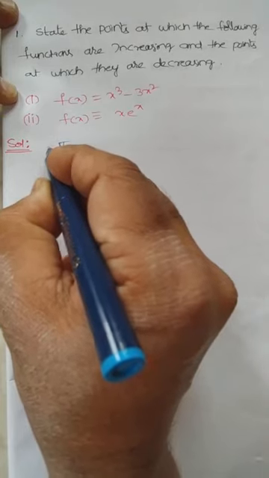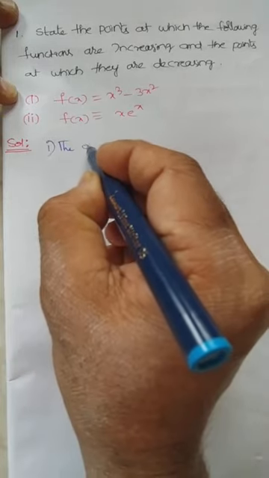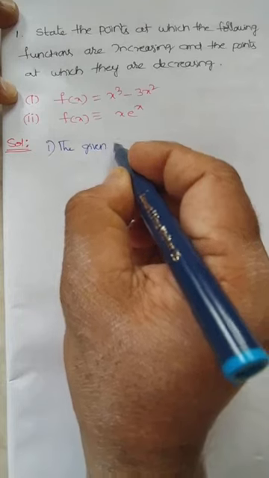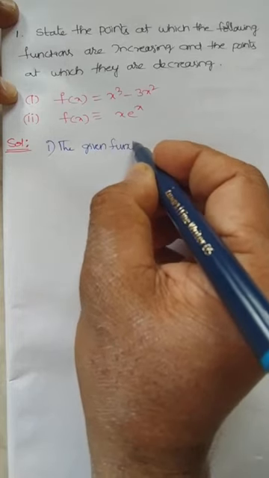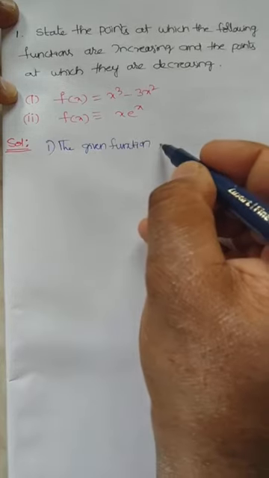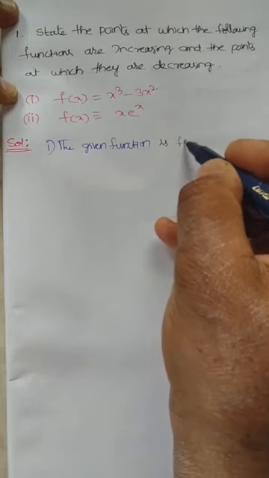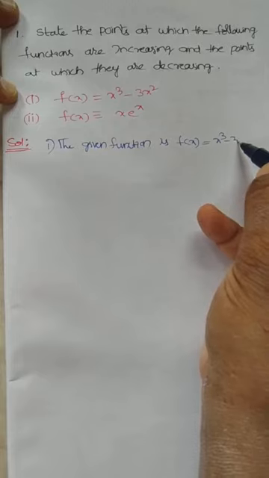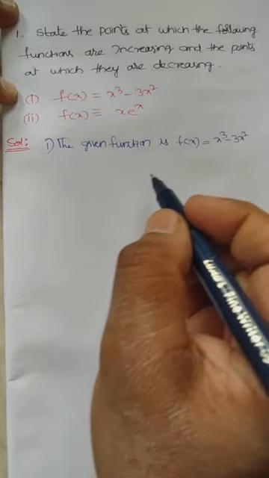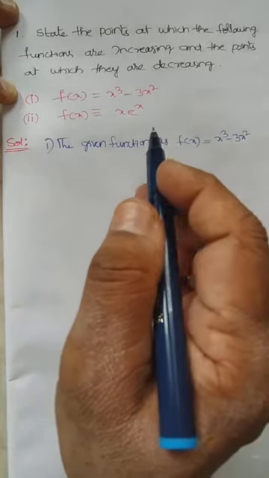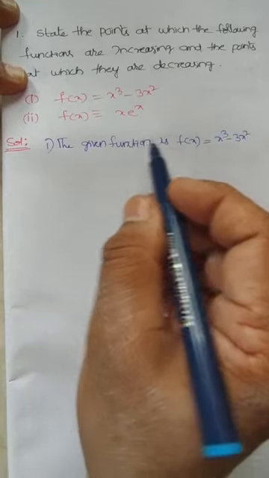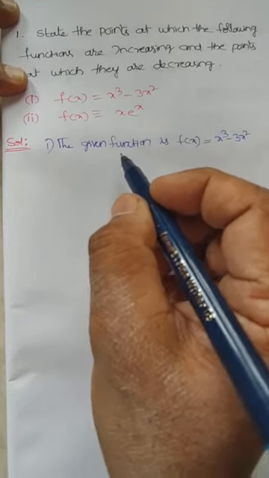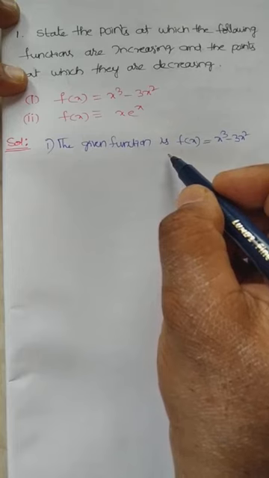The given function is, what is the function here? f of x is equal to x cube minus 3x square. So we are going to find the function's behavior by differentiating the function. So we are going to find f dash of x now.